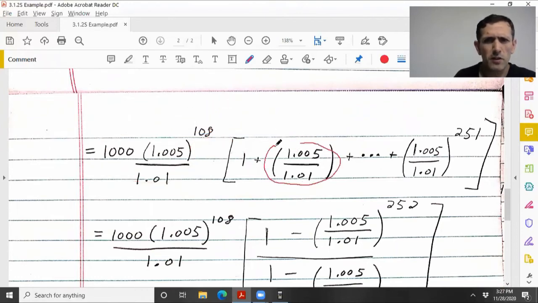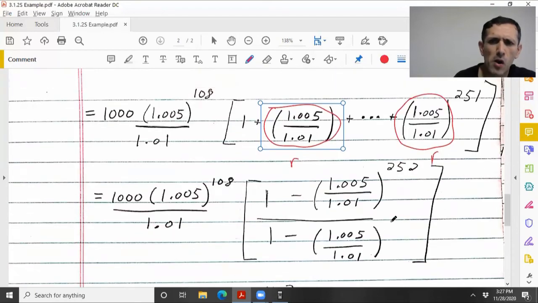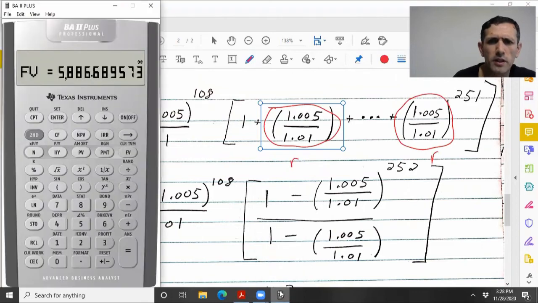All right, so this is my r. So it's 1 plus r plus r squared up to r to the 251. So the formula is going to be, my exponent here is 251, so it's 1 minus r to the exponent plus 1 over 1 minus r. The exponent is 251, so it's 1 minus r to the 252 over 1 minus r. All right, so let me show you how I would do this in the calculator.